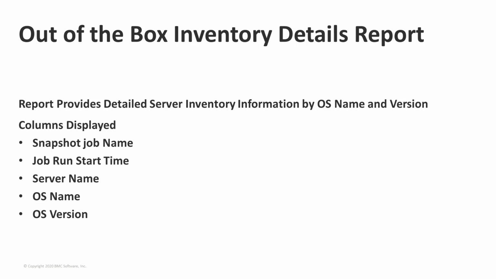Out-of-box reports from the inventory domain in TSSA Smart Reporting. The most commonly used out-of-box reports from the inventory domain are inventory details and inventory summary by OS. The inventory details report provides detailed server inventory information by OS name and OS version. All hardware and software information will be captured in this report, driven by TSSA snapshot jobs.